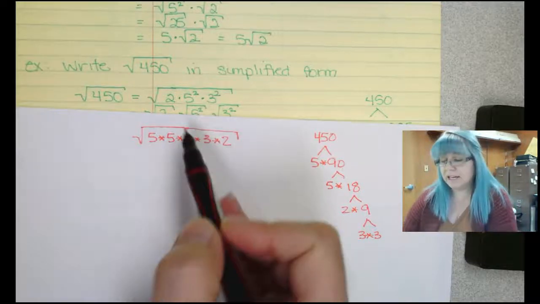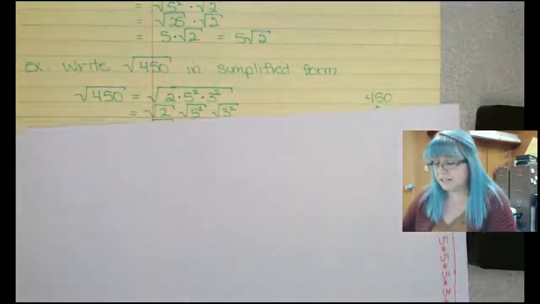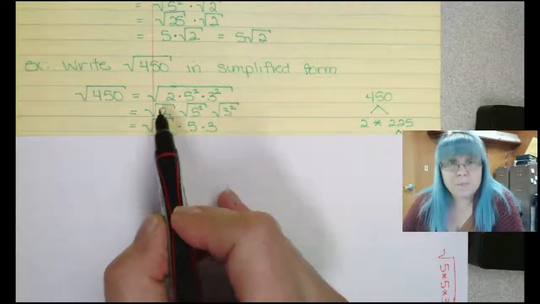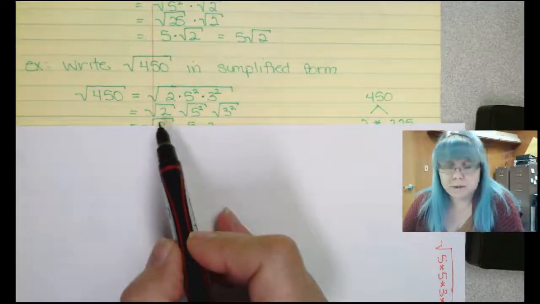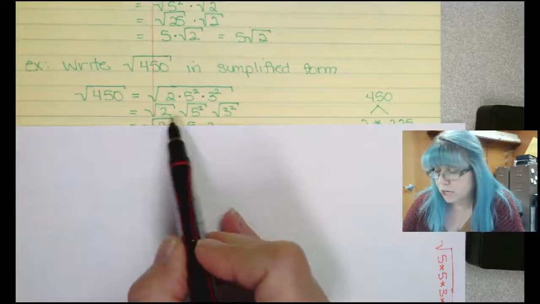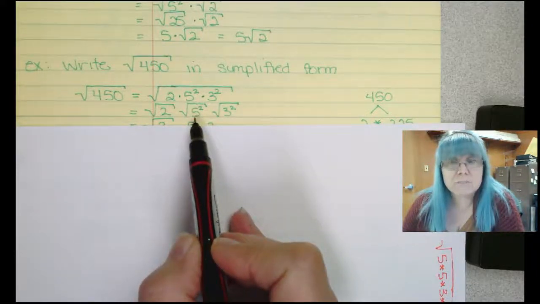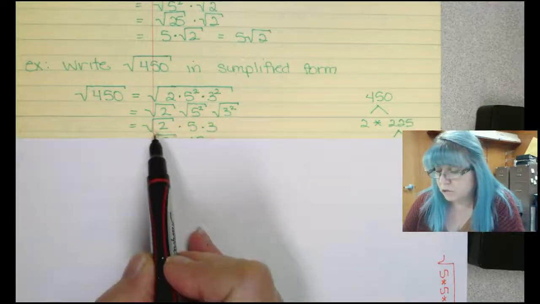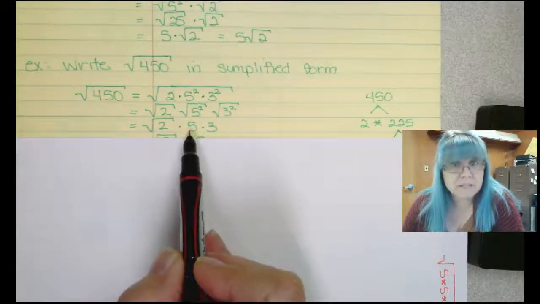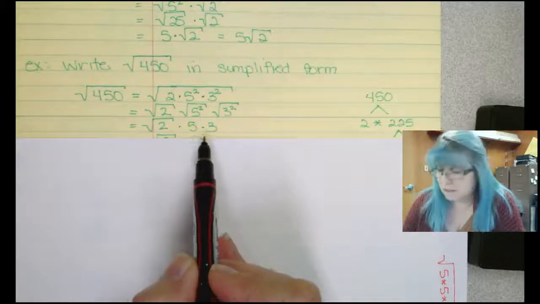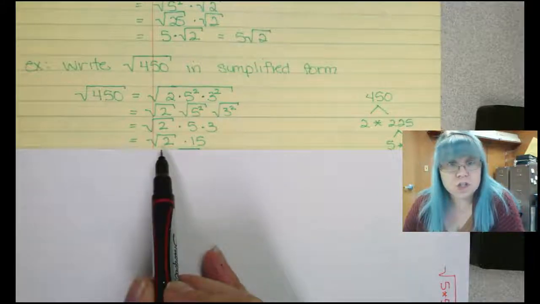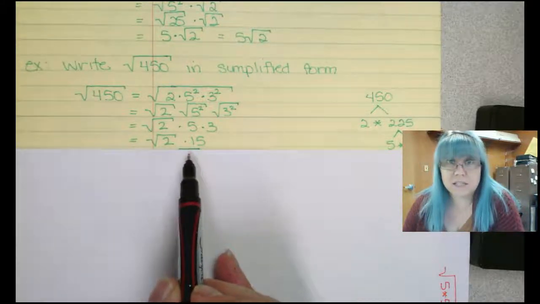Let me get this out of the way so it's not distracting. In other words, I can break it apart into individual radicals. So square root of 2 times the square root of 5 squared times the square root of 3 squared. That would be the square root of 2 times 5 times 3. And we can do this math of 5 times 3. That's going to be square root of 2 times 15.